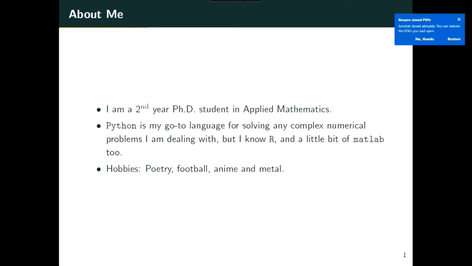And some hobbies about me, so that you know who is presenting the tutorial to you today. So I'm a huge poetry nerd. I follow football. What's happened? What just happened? So I follow football, anime, and a big metal fan. So if you are interested in any of this, just come and talk to me. Yeah, I'll be happy to share my day-to-day things with you.